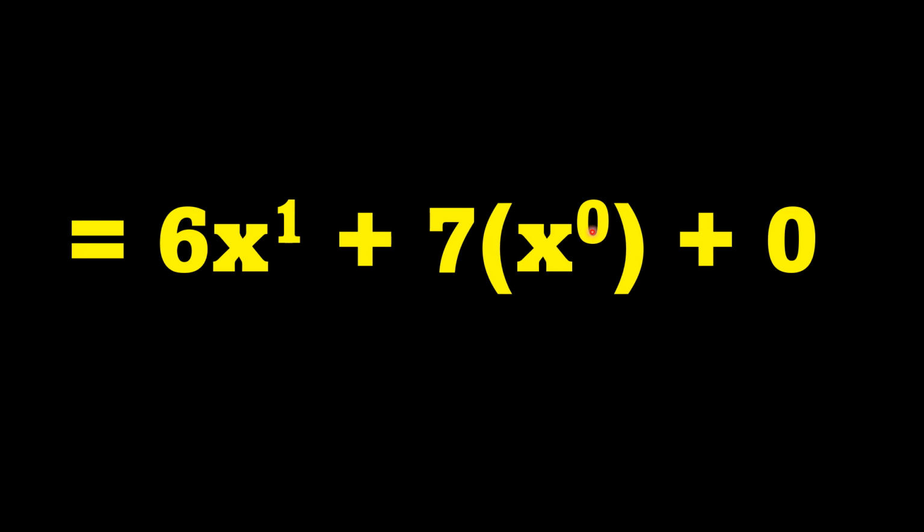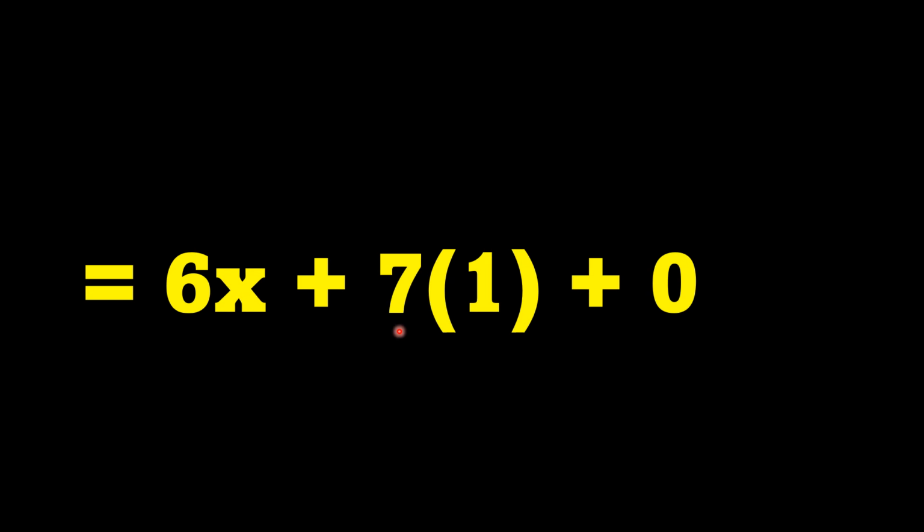So 1 minus 1 is 0, plus 0. But this is not yet our final answer. We have to apply our knowledge of the laws of exponents. Any variable raised to the 0 power is always 1. That's why we have here 6x plus 7 times 1 plus 0. And then, as a final answer, we have 6x plus 7. So the derivative of y with respect to x is 6x plus 7.